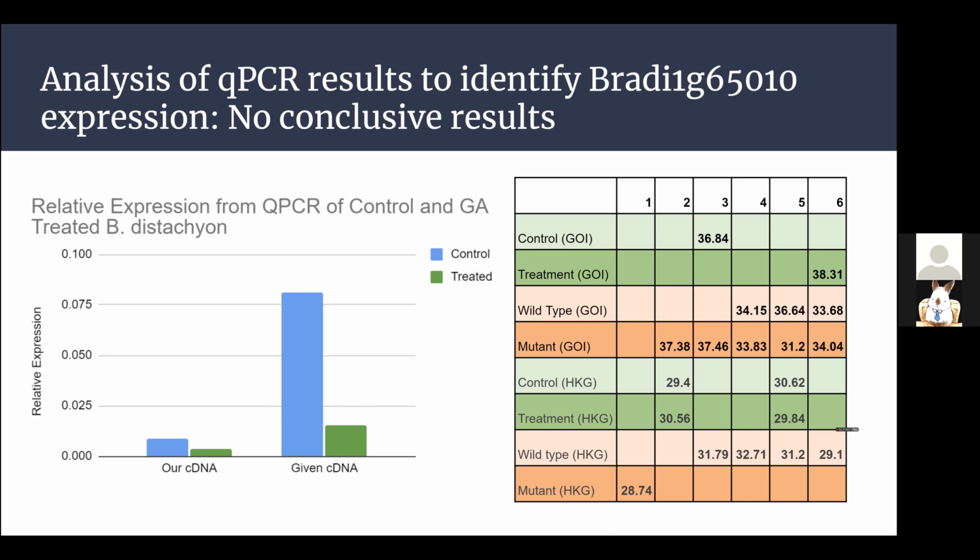But we did make one graph showing that there is a higher relative expression in the control group compared to the treated group. But there's nothing really conclusive about this because we basically only used one data set, and this is not representative of the data.